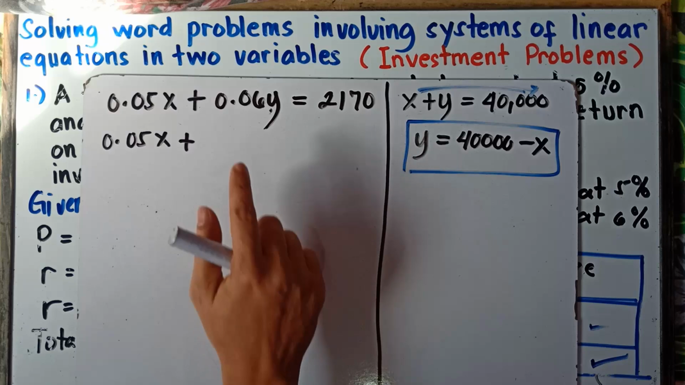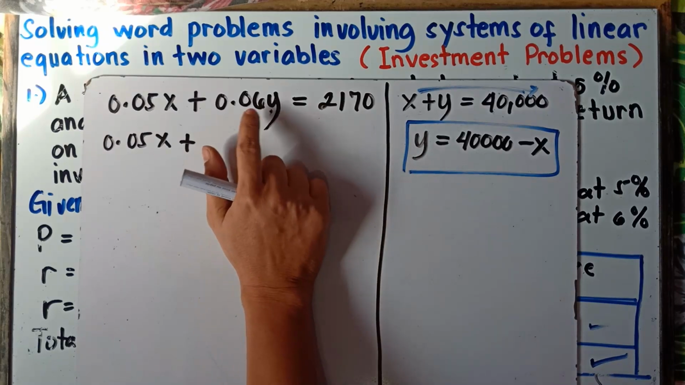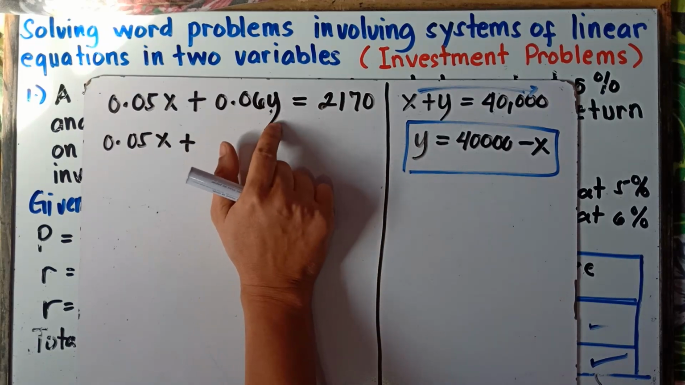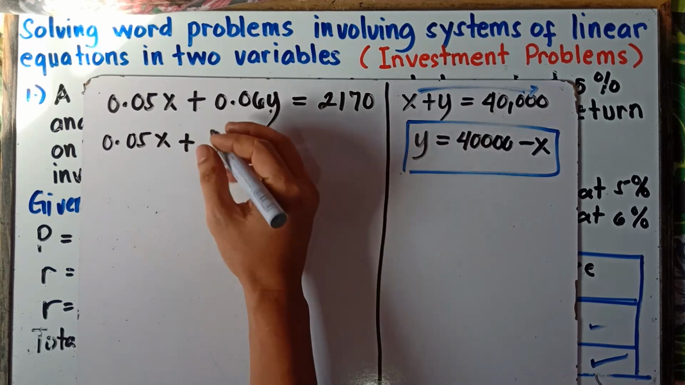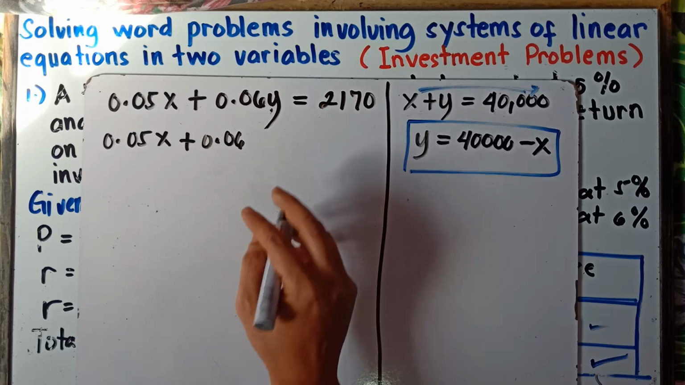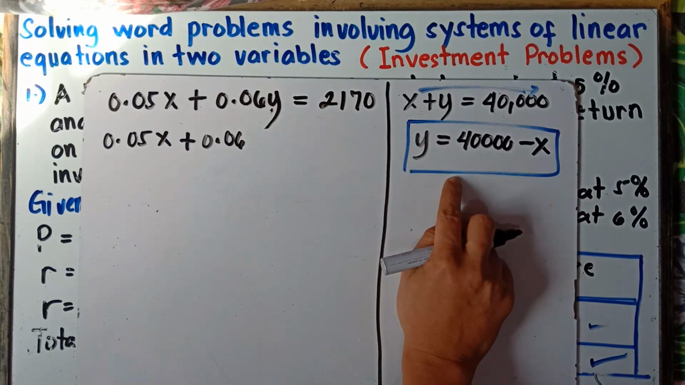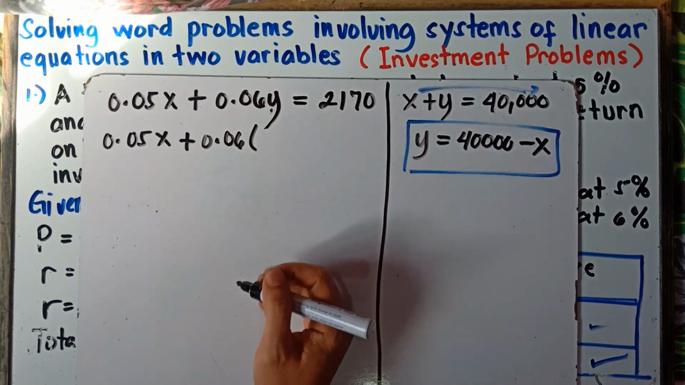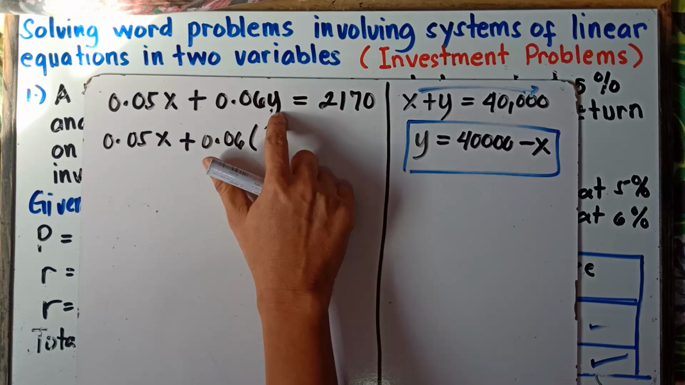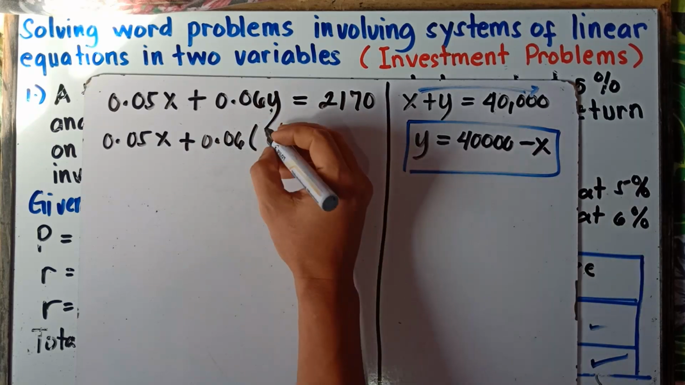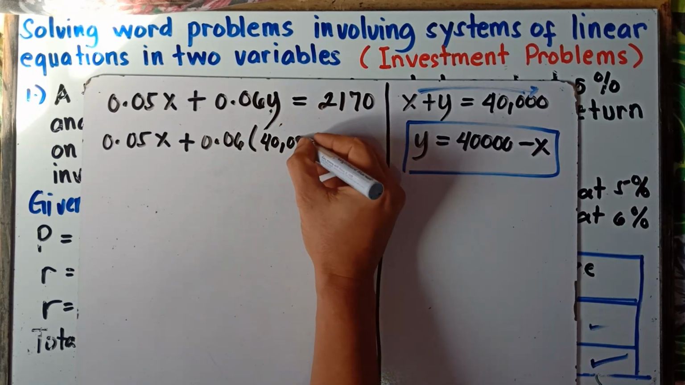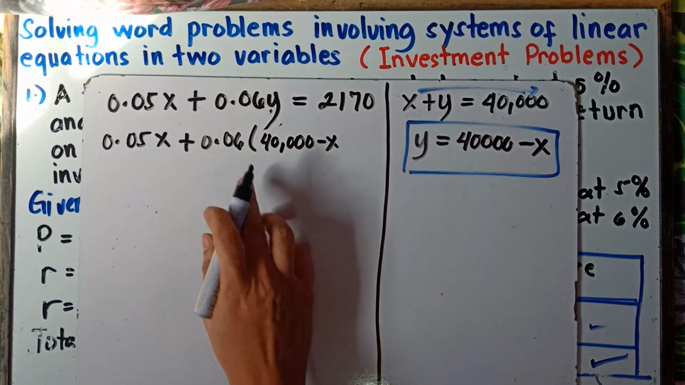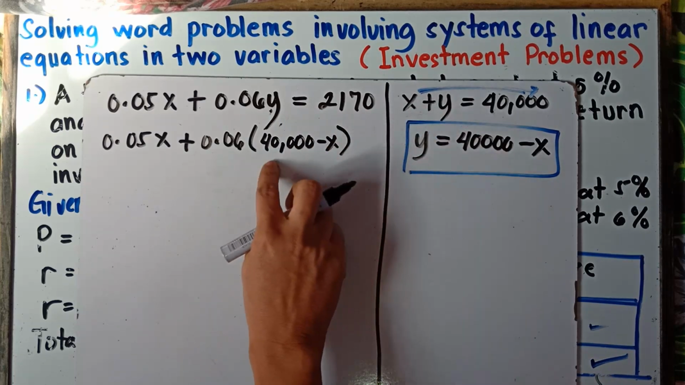Once again, class, if you have a number together with a variable close to each other, it means multiplication. So simply copy this one, 0.06. We have already the value of y, that will be 40,000 minus x. Multiplied by, once again, this is multiplication, the value of y, 40,000 minus x. So you need to put parentheses, class, because this is binomial.